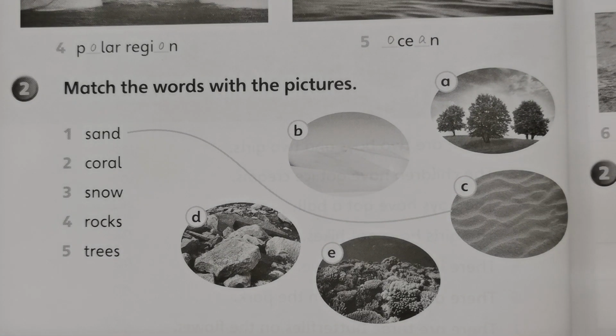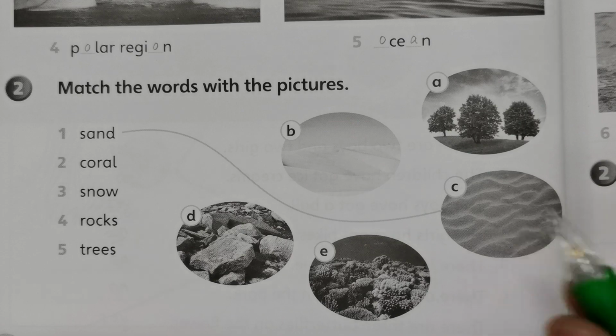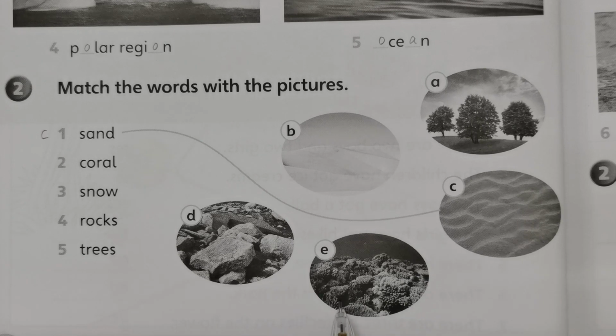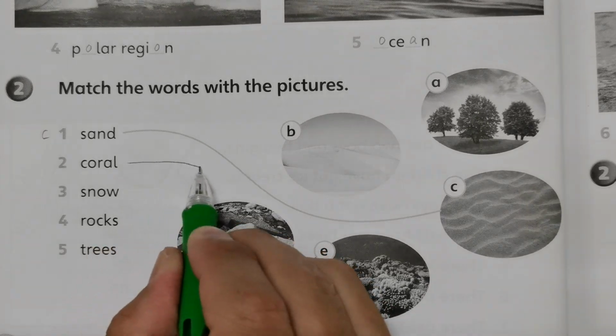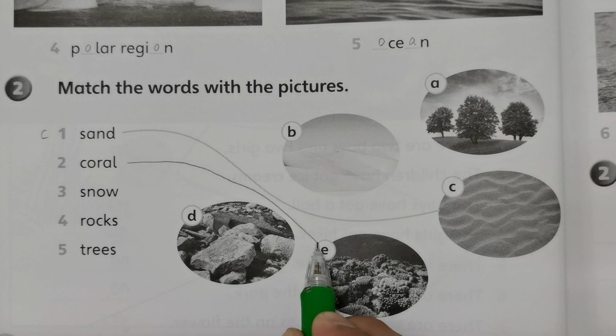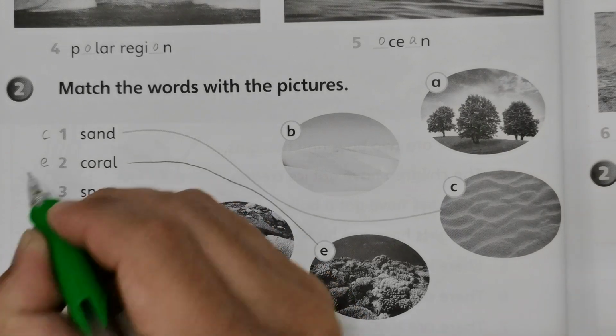Match the words with the pictures. So number 1, already given answer, sand. So number 1 is sea. And then we have number 2, coral. So coral. So number 2 is E.